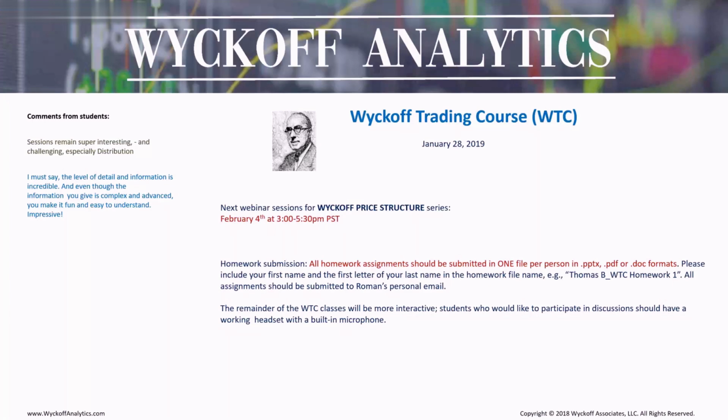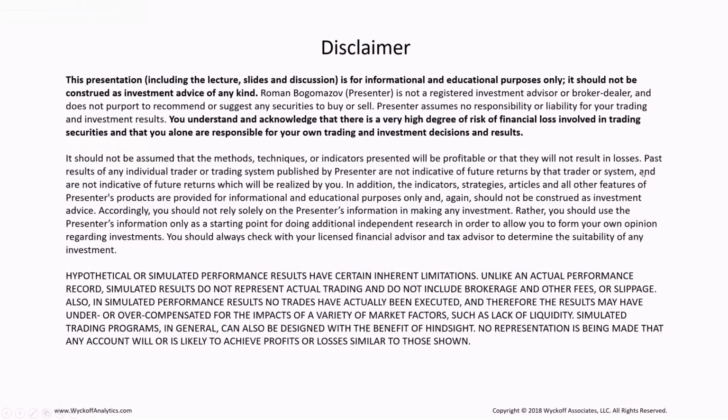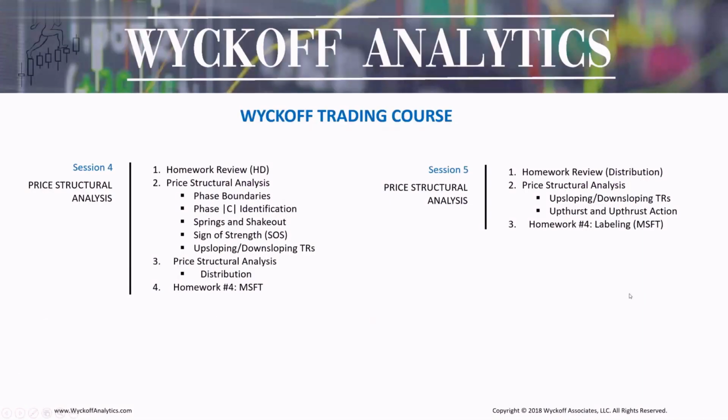All right, next session, February 4th, in a week. What will we be discussing? Let's just go to the outline right away. Today, we're still going to review the homework from last week on Home Depot, and I will try to go a little bit faster. Maybe we will not have volunteers for that. Maybe we'll have some volunteers for the distribution labeling. So we'll try to cover as much as possible.